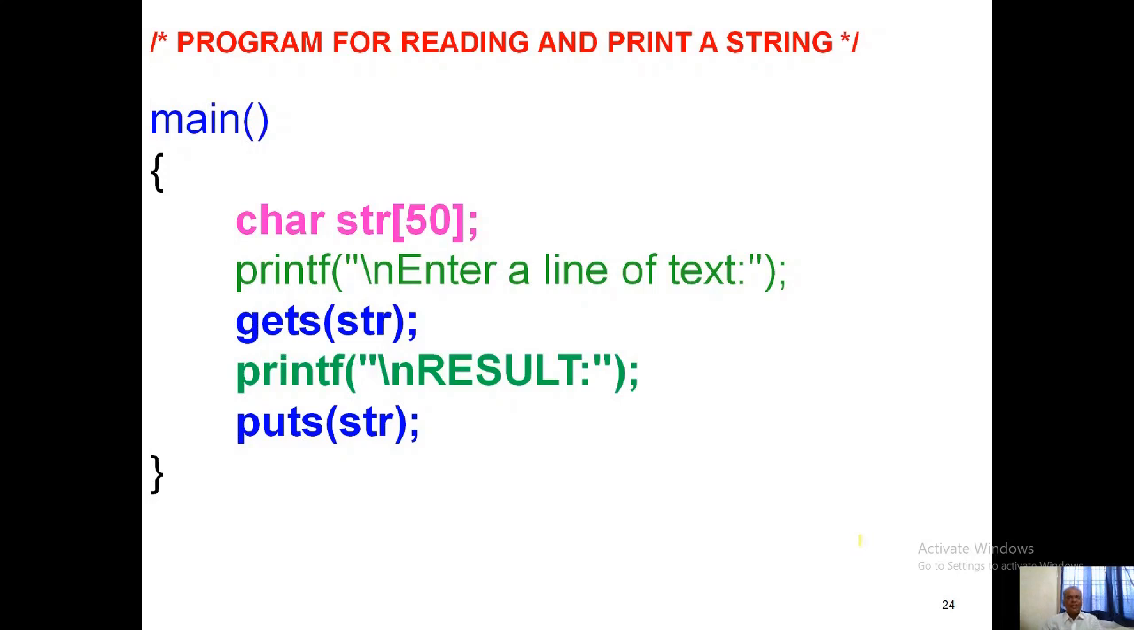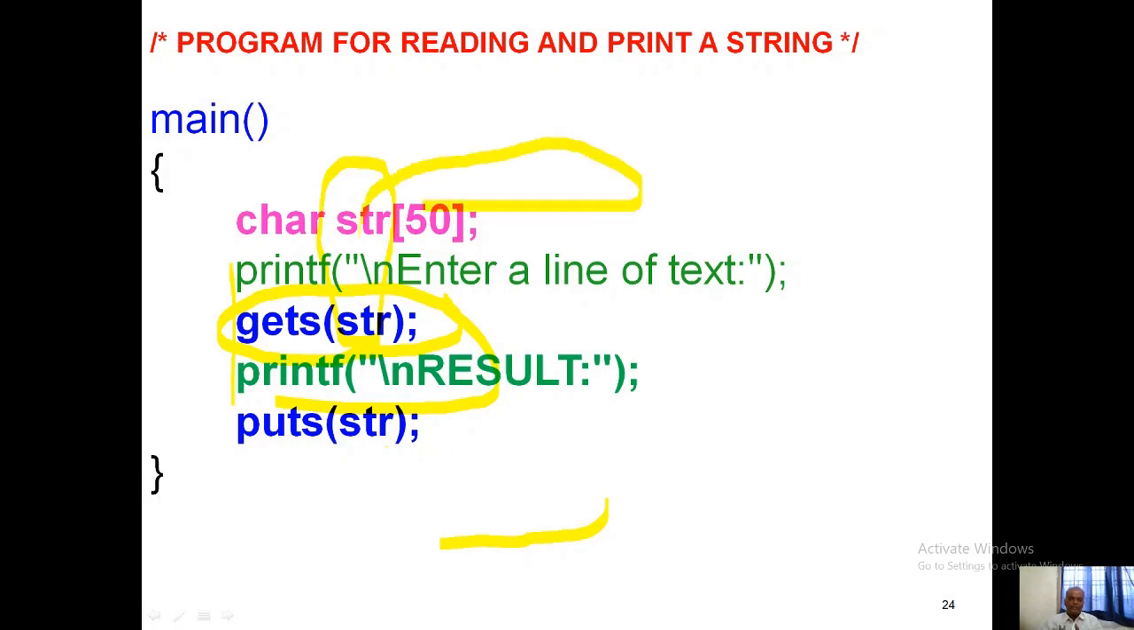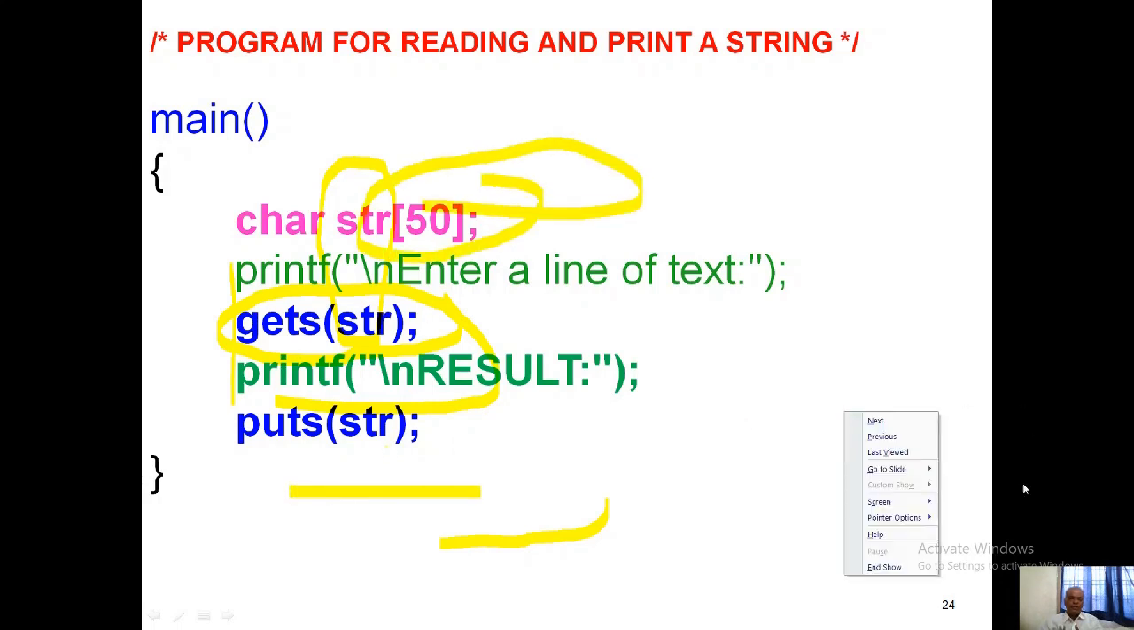Program for reading as well as printing a string. Here char str[50]. No doubt about this, because for defining a string we use the data type char, string array, size 50. Enter any line of text, whatever text you enter is simply read through gets(str). Here str is the array name we defined. Next printf, the result: whatever information you read is stored in this array, and that is printed using puts(str).